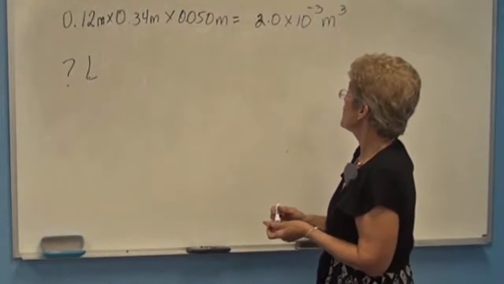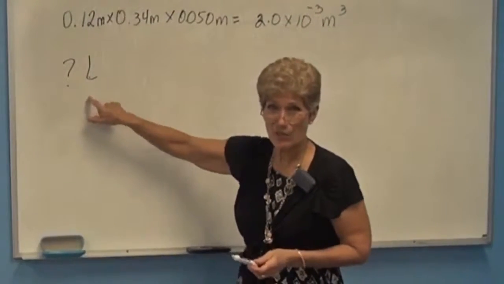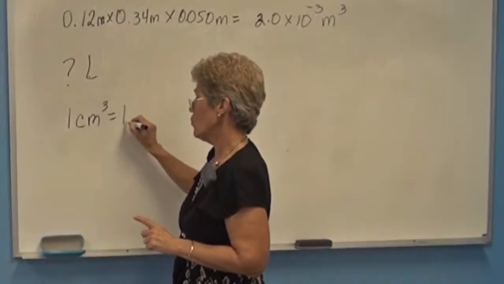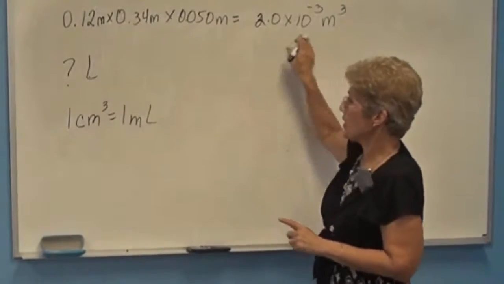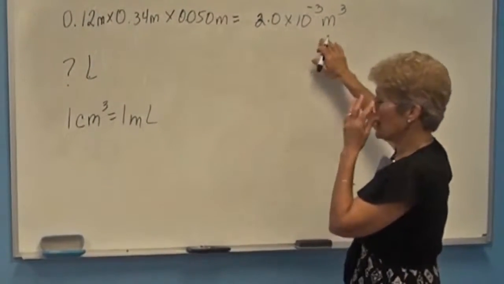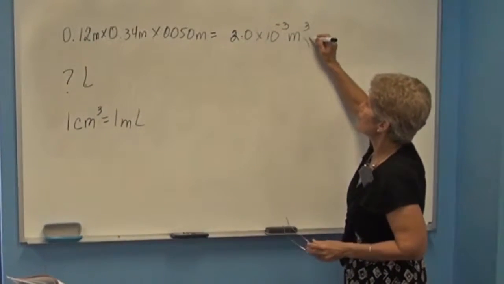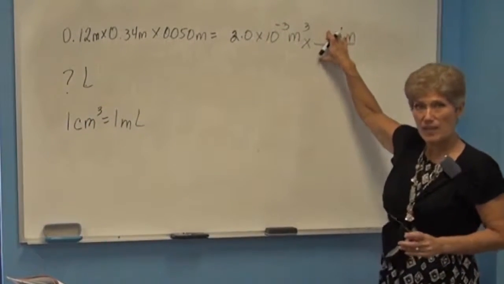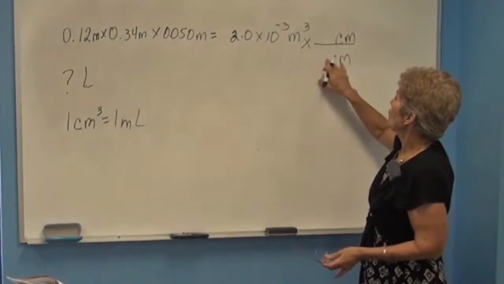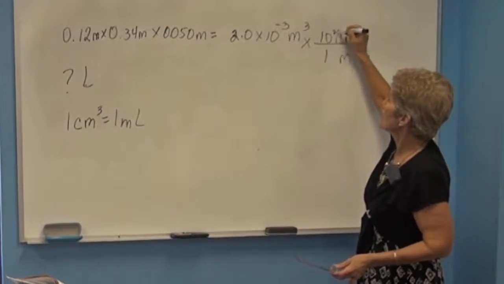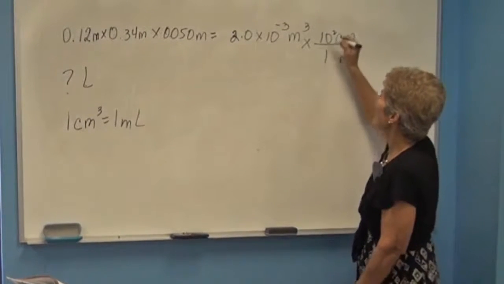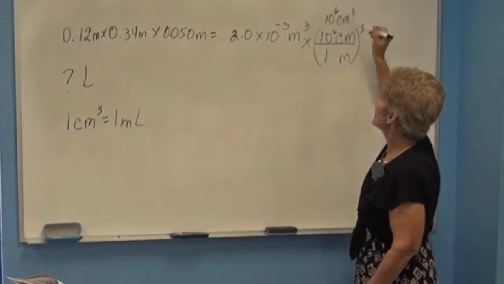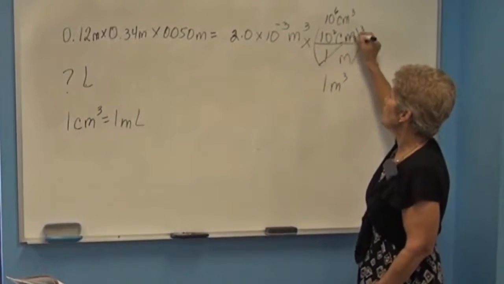Now, I'm in meters cubed, and I want to get this to liters. And my bridge, if you remember correctly, is 1 centimeter cubed equals 1 milliliter. And that's where I can bridge meters to liters, right here. So I'm going to take this to centimeters cubed. So I'm going to put meters on the bottom because it's here, and centimeters on the top. I have to make this a 1 before I can cube the whole thing. So I'm going to go 1 here and 100 here, and then I'm going to cube the whole thing. So I'm going to go 10 to the 6 centimeters cubed, and then 1 meter cubed. That's my new one, isn't it?